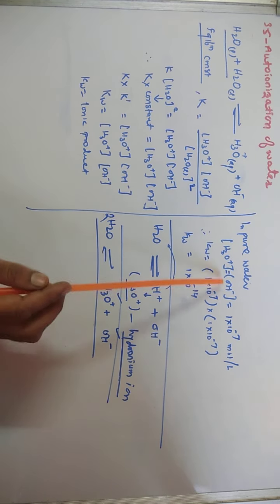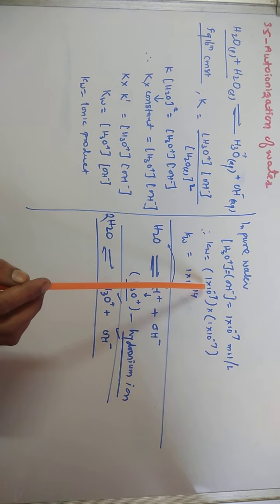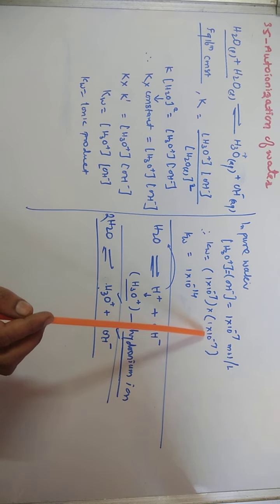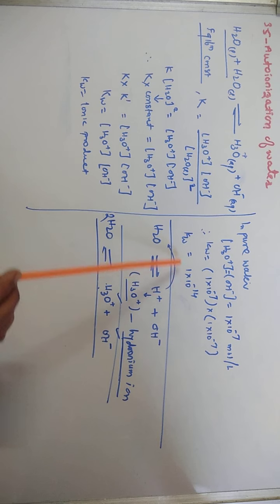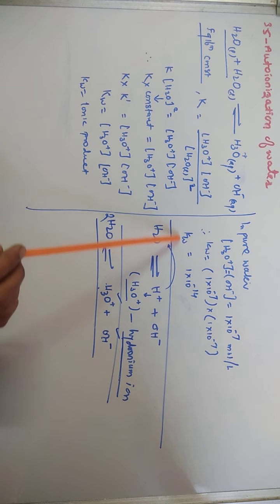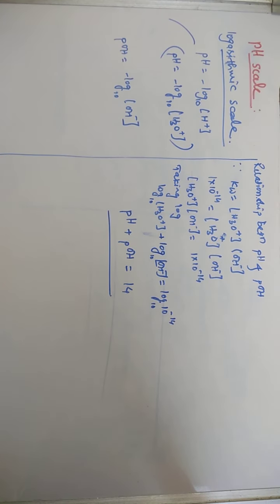So here this value is put in this formula. We get 1 into 10 raised to minus 7 into 1 into 10 raised to minus 7. The product is 1 into 10 to the power of minus 14. So the ionic product of water Kw equals 1 into 10 raised to minus 14. So this is all about the autoionization of water. Okay. Now let us see the pH scale.